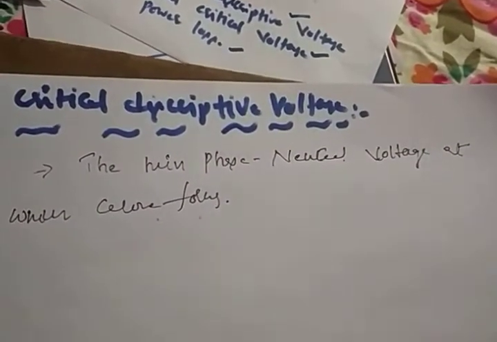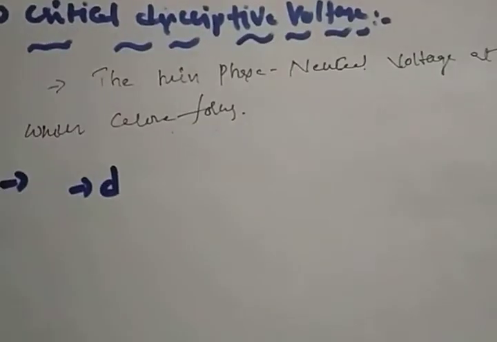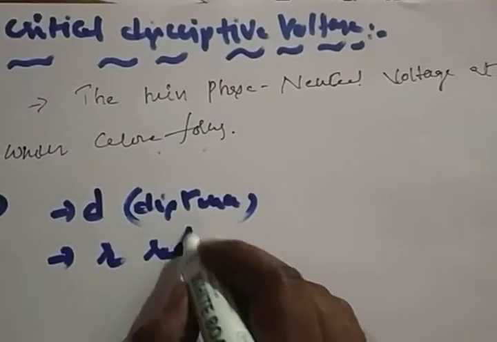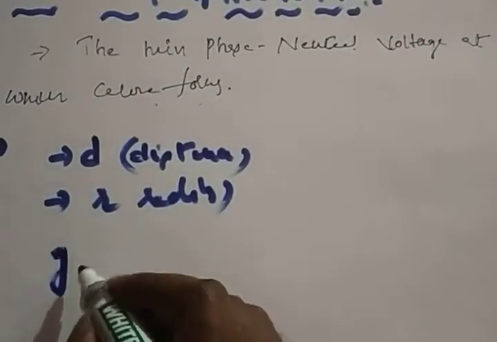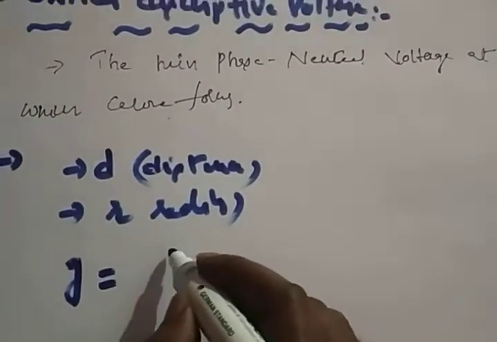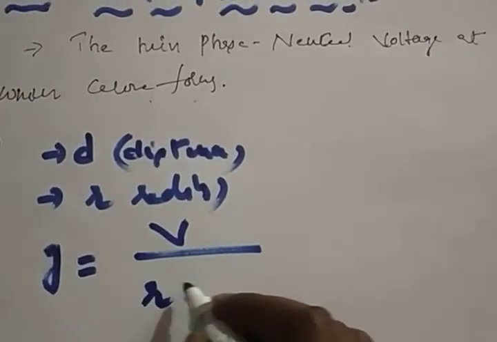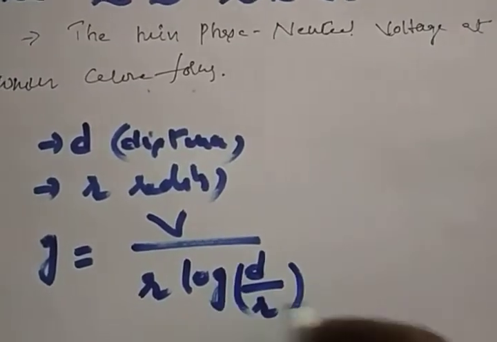I hope it's clear. Now consider two conductors displaced by a distance D, where r is the radius. We have the formula for the gradient: G is equal to V by r log D by r.